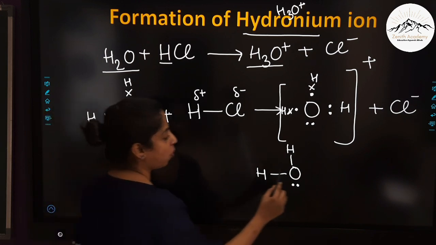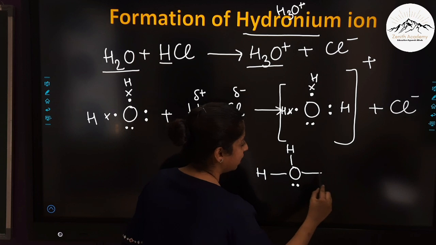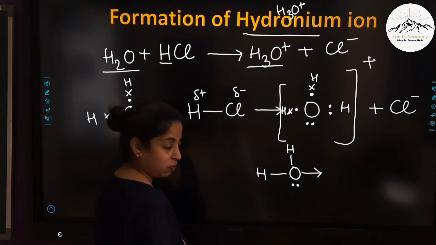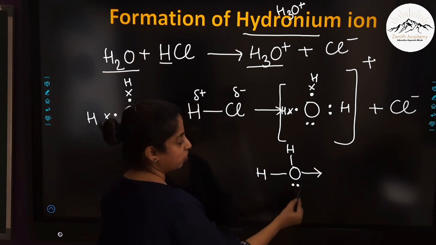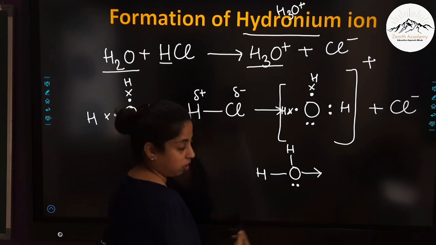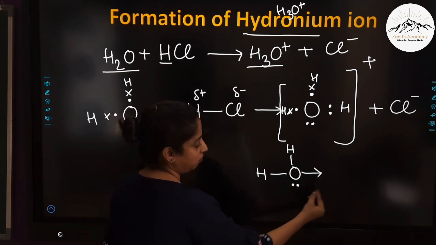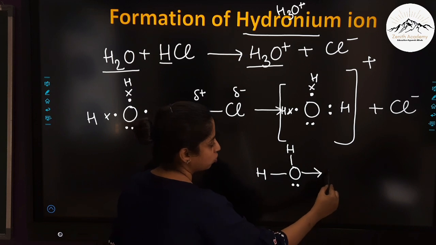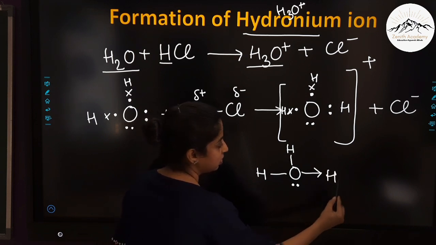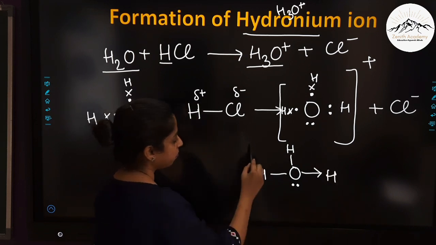So this type of bond is known as a coordinate bond, and it is shown by an arrow like this, where the tail of the arrow remains with the donor because the donor is giving. So the tail remains with the donor atom, and the head goes to the atom which has received.